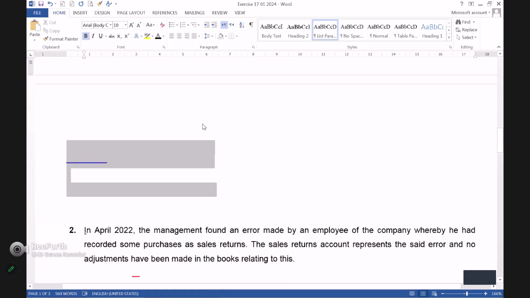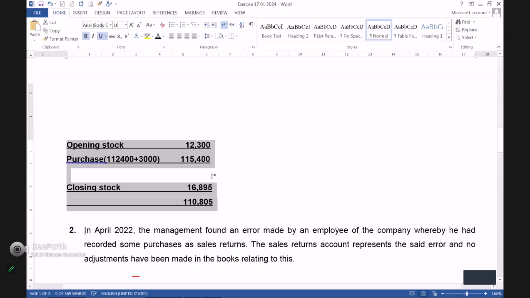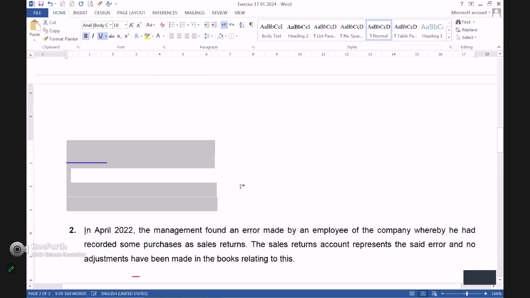Now we have to calculate the cost of sale. All the information is given. We have to check that there is something. Okay, we will discuss this one later.